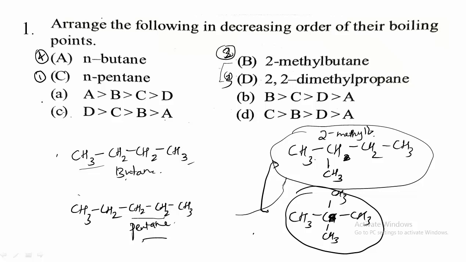Okay, now arrange this in the decreasing order. First, which one will come? C. It is having greater boiling point than B, greater boiling point than D, D is greater boiling point than A. So this is the decreasing order of their boiling points. So which option is right here? First C. So this option D will be the correct answer.